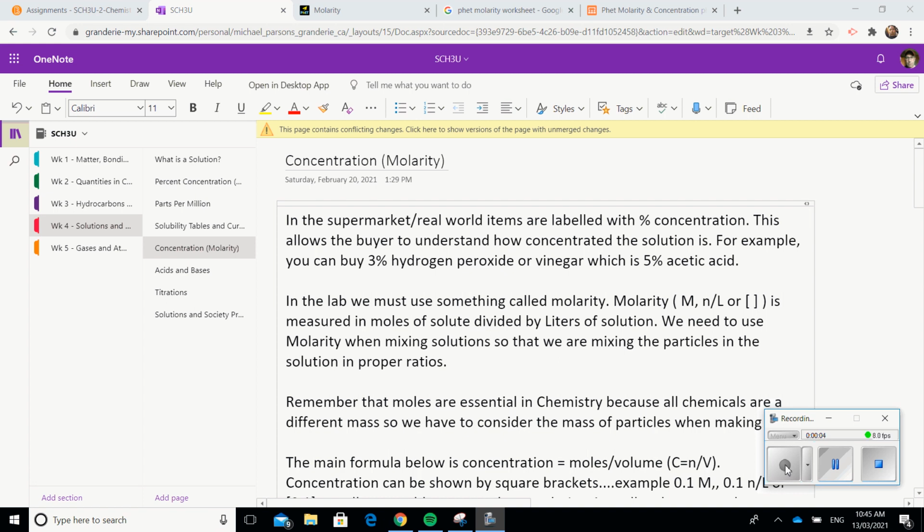Okay, it is the 24th of March. It's Wednesday morning, and we're doing something called concentration molarity.